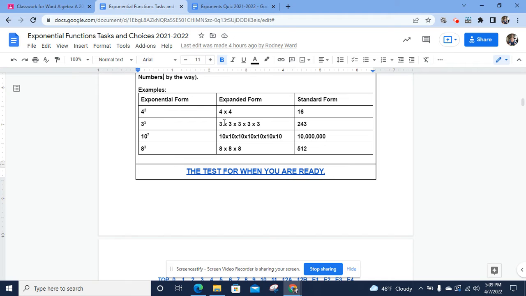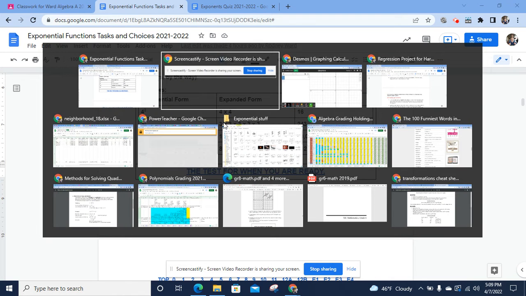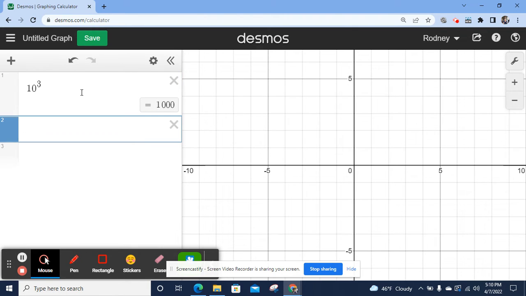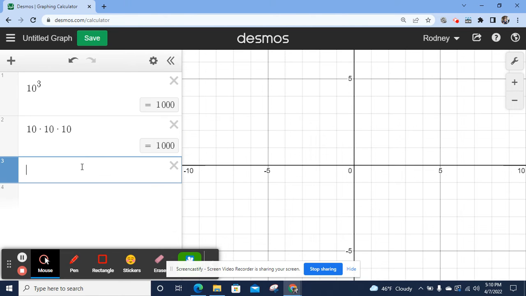But let me actually go into Desmos because I think that'll help clarify some things. So let's say 10 to the third power, and notice that it equals 1,000. That's 10 times 10 times 10. I've expanded it, and the standard form is 1,000. I'm going to do another example.